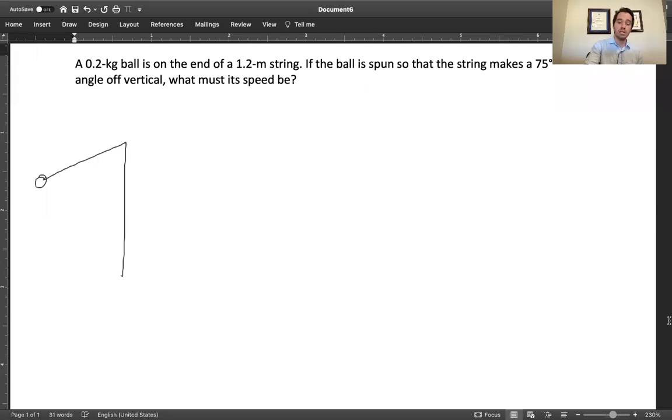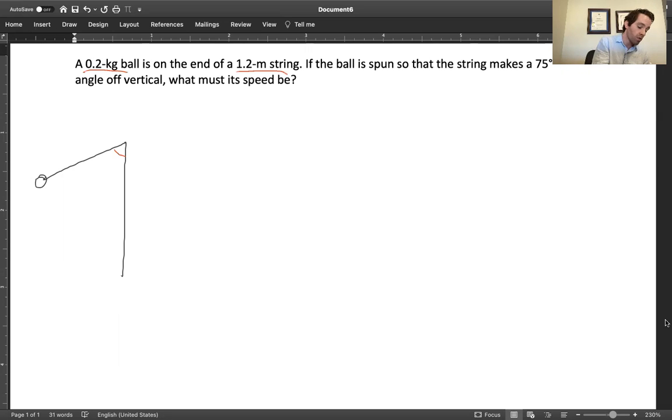So what I'm saying is, if the ball has a mass of 0.2 kilograms, and it's at the end of a 1.2 meter string, and it also makes a 75-degree angle off vertical, that must be enough for us to figure out what the ball's speed is. Because after all, as it goes faster and faster, it will make a larger and larger angle with vertical. And so there must be just one speed that causes it to travel at this angle. That's what we're hunting for.